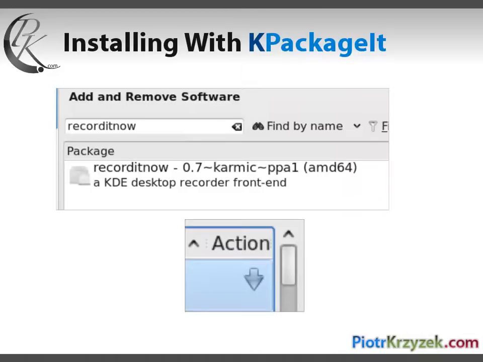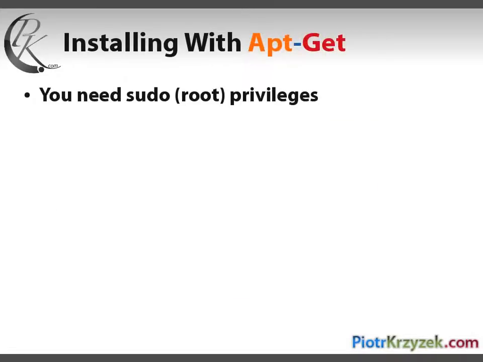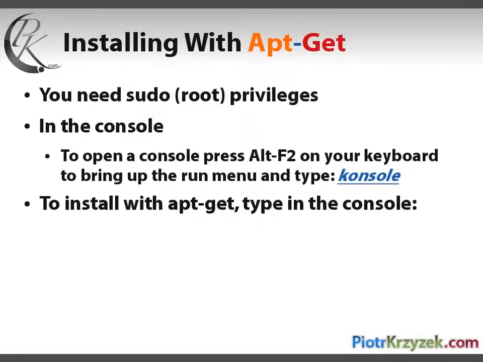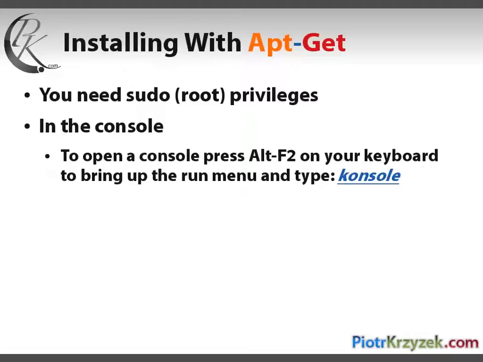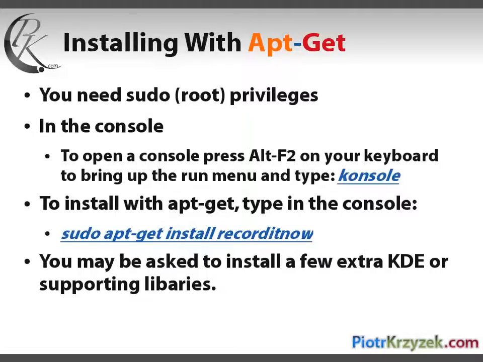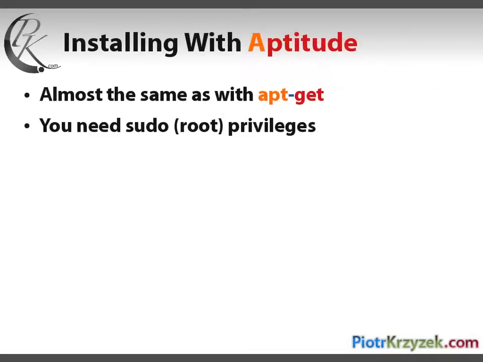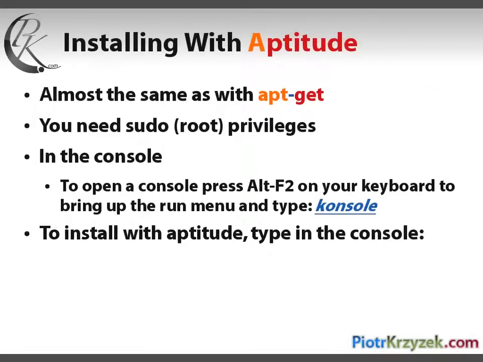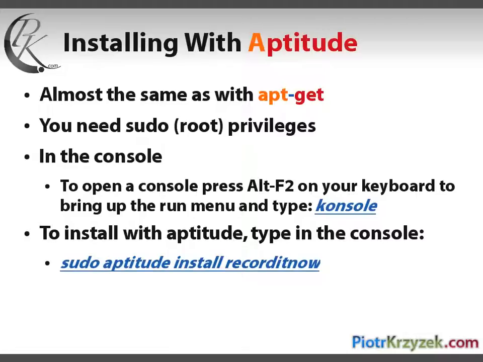If you want to use the command line, well, you'll need root privileges. You can get to the console by typing Konsole, by pressing Alt F2 and as the run command, or you can find it in kmenu. Once in console, all you have to do is type in sudo apt-get install RecordItNow. And you might be asked to install a few extra KDE libraries, but that's not a problem. For aptitude, it's practically the same thing. You need root, get in console, and type sudo aptitude install RecordItNow.